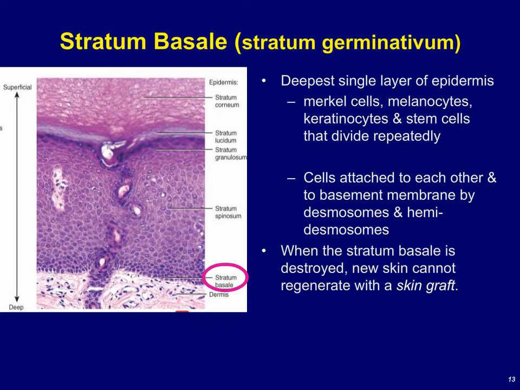Now, it's important to realize that when we have damage to the stratum germinativum, we can have some migration of cells to fill in that area. Let's say if you get a minor cut or something like that. But if we get a very, very large cut, let's say over an inch of the skin, it's very unlikely that those epithelial cells will be able to migrate and divide enough to fill in that gap. So in that case, if we have a widespread destruction of the stratum germinativum, we often need to get a skin graft in order to repair that skin.